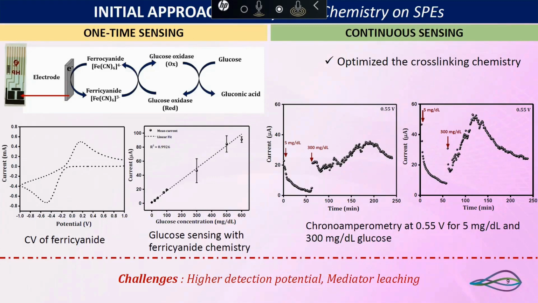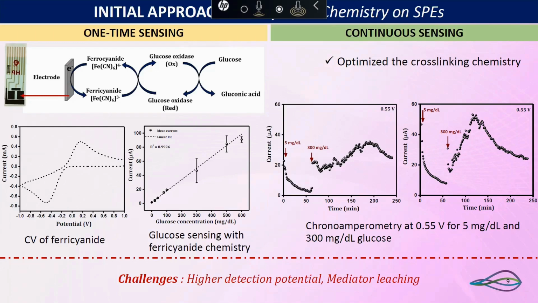With one-time sensing, we got a response for different concentrations. Now the point was to move from that to continuous. We optimized the cross-linking chemistry with glutaraldehyde linking and albumin. And with that on SPs, we chose two different glucose concentrations, a low and a high concentration. What we saw was the sensor was responding to changes in glucose, but there were challenges.